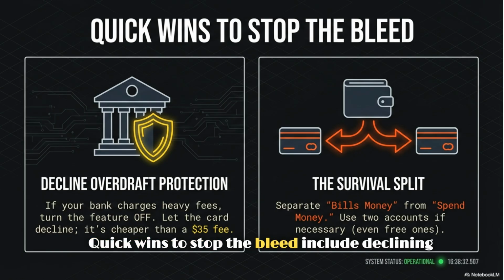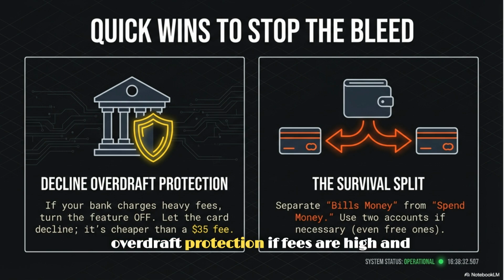Quick wins to stop the bleed include declining overdraft protection if fees are high and utilizing the survival split. Separate bills money from spend money using 2 accounts if needed.